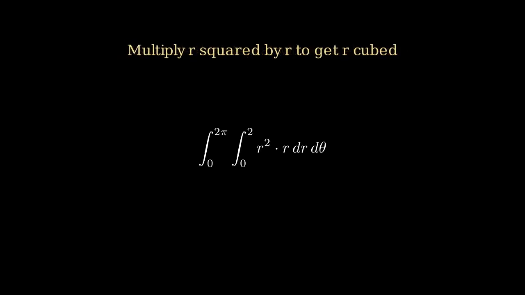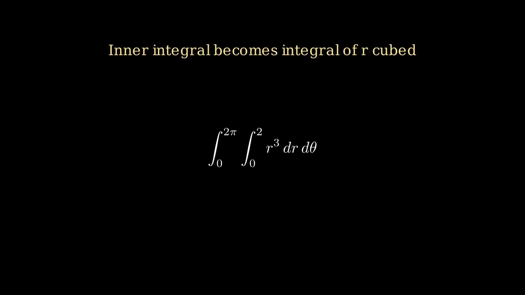Now we assemble the full integral including the area element. In symbols, that is, integral from theta equals 0 to 2 pi of integral from r equals 0 to 2 of r squared times r dr d theta. Multiplying r squared by r gives r cubed, so the inner integral becomes integral from 0 to 2 of r cubed dr. Let's evaluate the inner integral first, the one with respect to r.